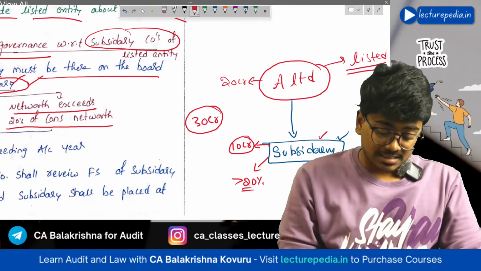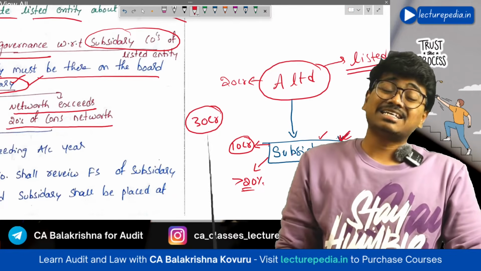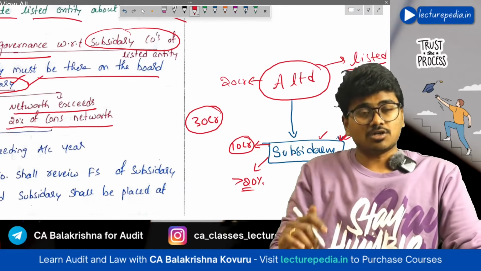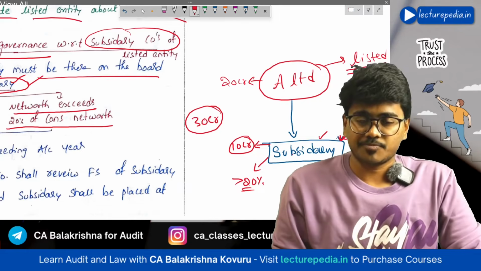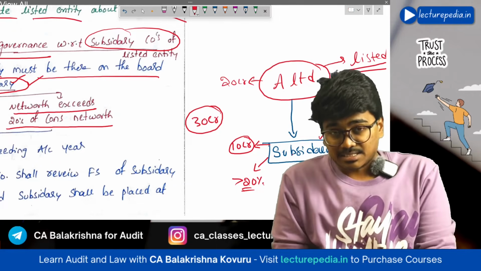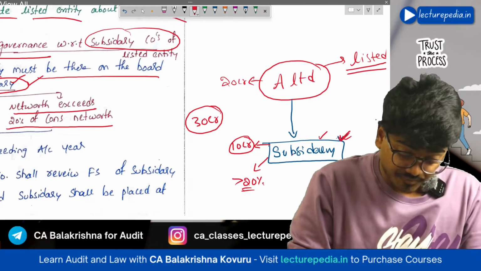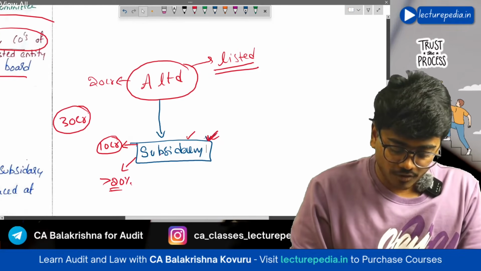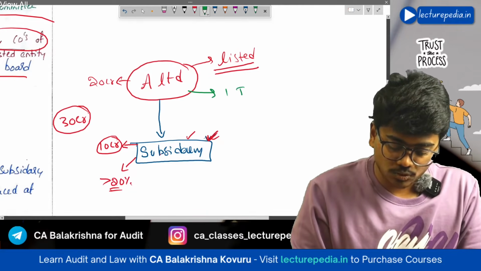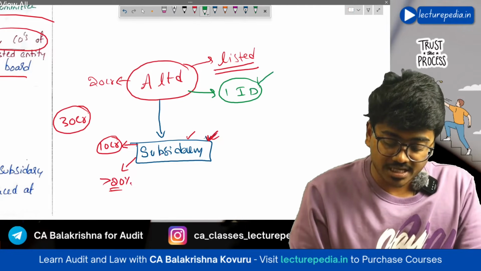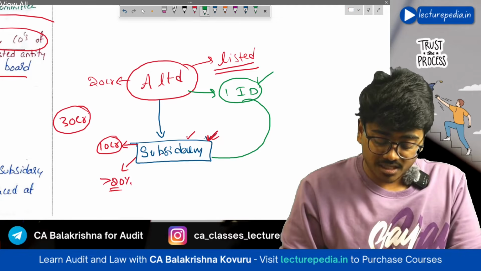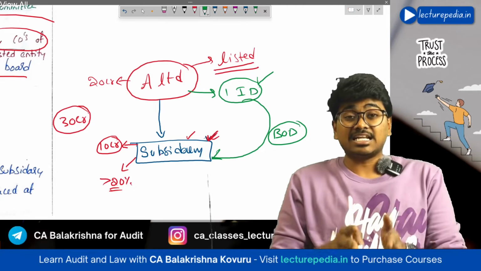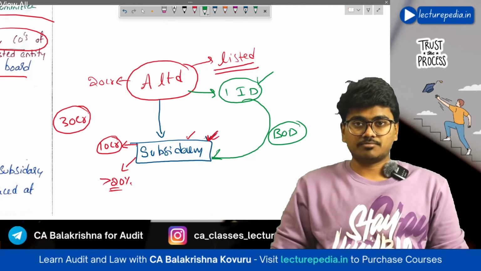Or the net worth of subsidiary exceeds 20% of the consolidated net worth. In such a situation also, this subsidiary will be known as material subsidiary. Now if the subsidiary is a material subsidiary, then at least one independent director of A Limited must be present on the board of directors of this material subsidiary. That is the requirement. Hope you understood.